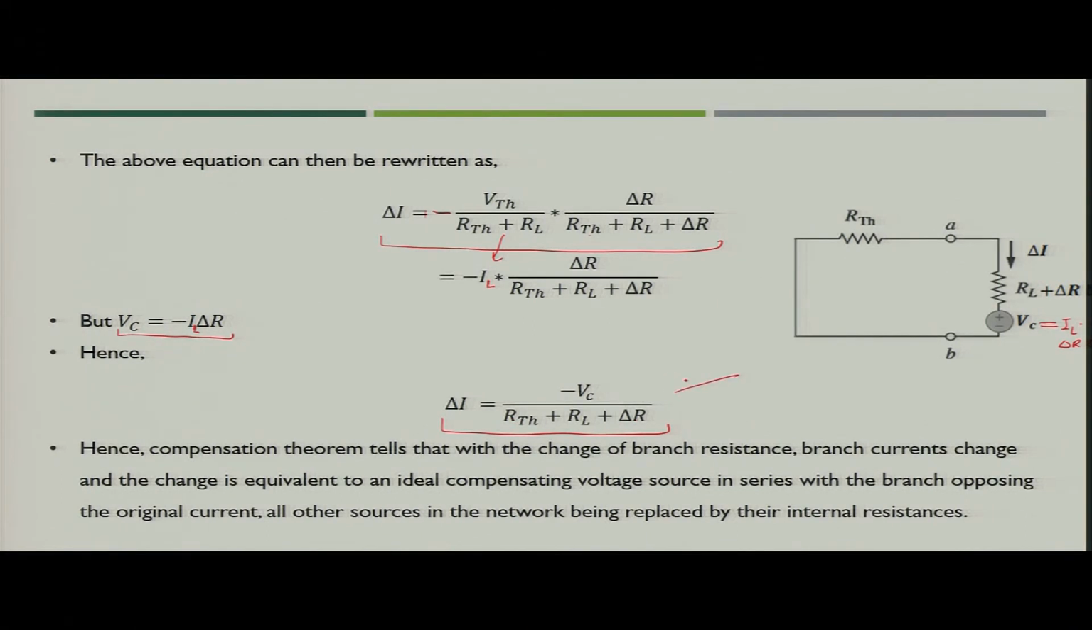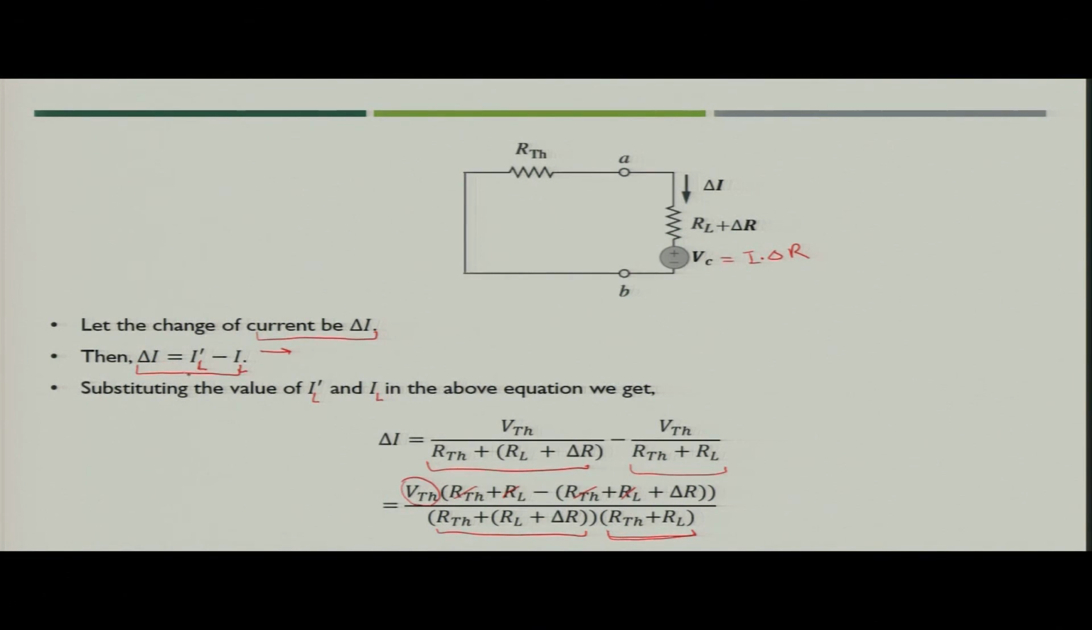With this we calculated the value of delta I when there is a change in the value of delta R. Now, if you simply look at this circuit and try to analyze the value of delta IL without any previous information, you can see that the value of delta I is nothing but the voltage Vc with a negative sign, because it is opposite to the direction of current delta I, divided by the total resistance of the network, that is RTH plus RL plus delta R. You can see this directly from the circuit, and this is what we derived while taking the change of current, that is IL dash minus IL.